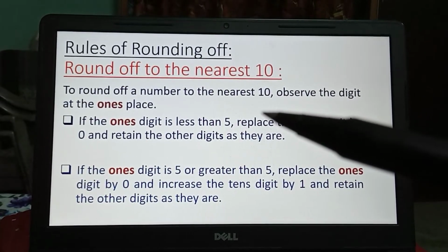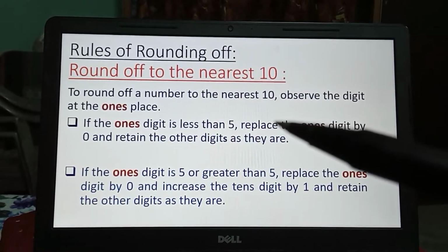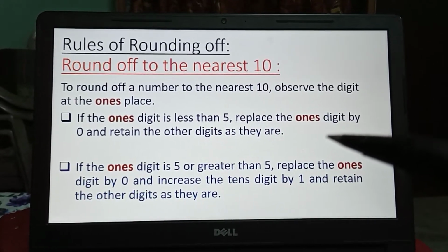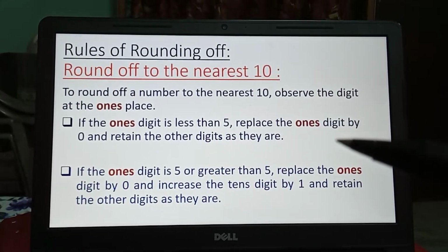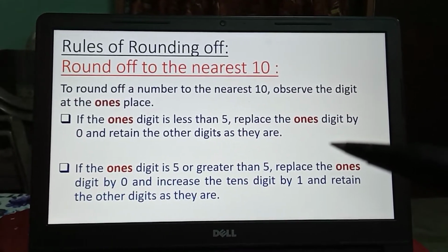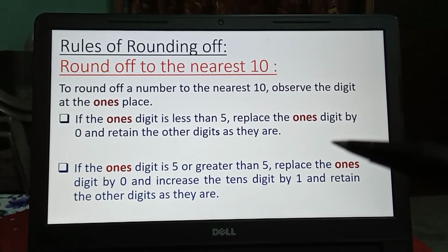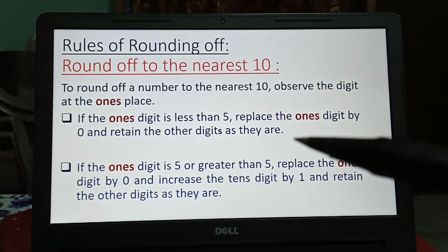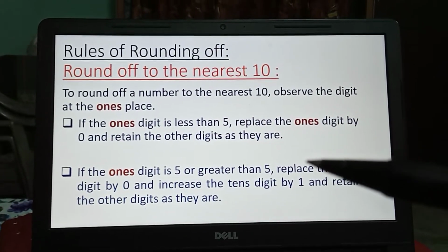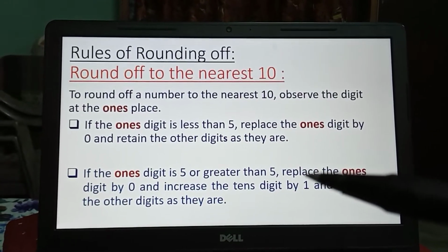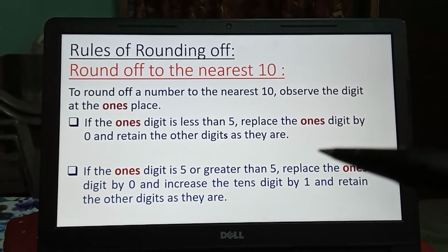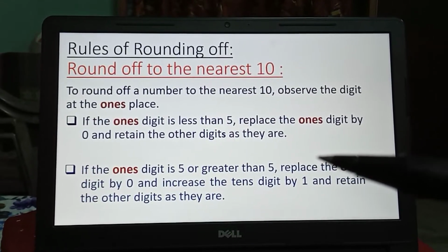You know, children, the place values: ones, tens, hundreds, thousands. So we will see the digit at the ones place. If the ones place digit is less than 5, then we will follow rule number 1. If the ones place digit is less than 5, we replace the ones digit by 0 and other digits will be the same. Clear? If the digit at the ones place is less than 5, suppose it is 4, 3, 2, 1 like that, then we will change that to 0, but other digits will not change.